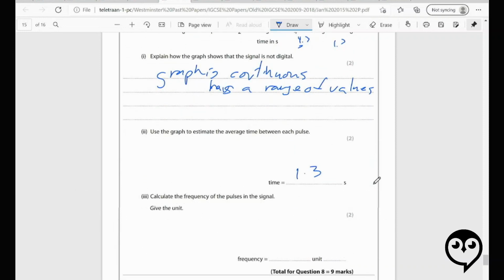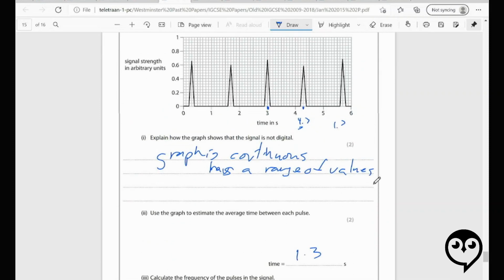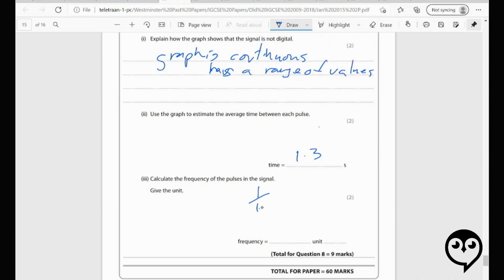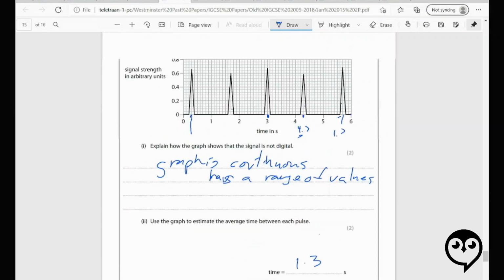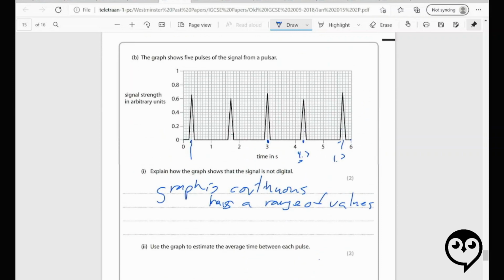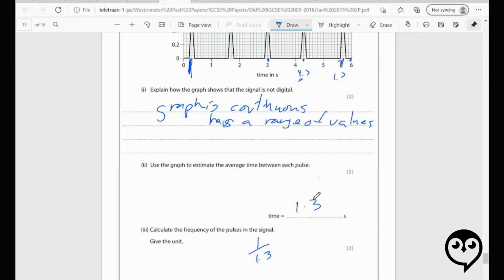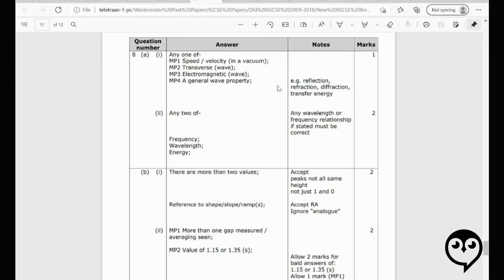Calculate the frequency of the pulses in the signal. I know we've just said it's 1 per every 1.3. I'm wondering if you might do like an average where you go from here to here. You might say, hey, I've got 5 and 6. 5 and 6 is going to be a 0.833. If we do 1 over 1.3, that's a 0.76. Let's look at the mark scheme.